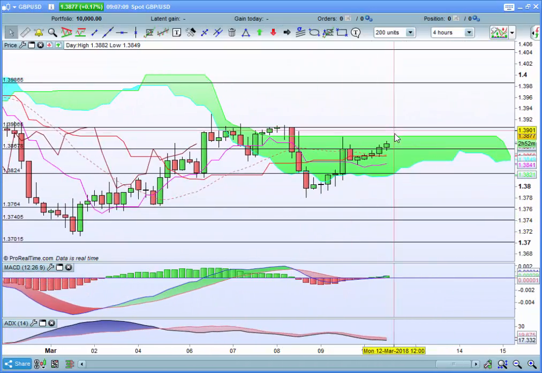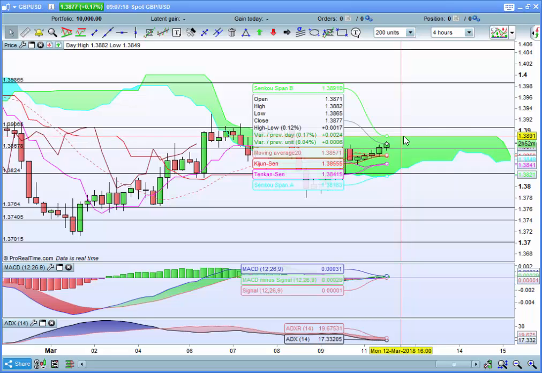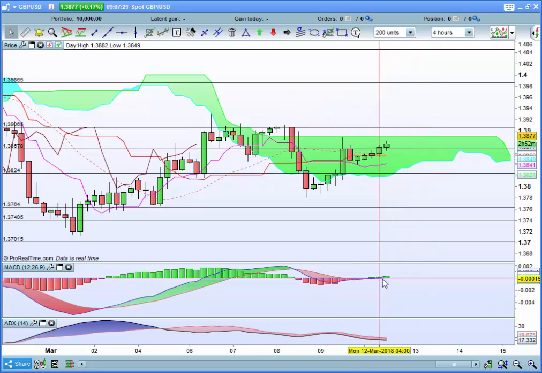On the 4-hour chart, we're struggling to get past the resistance here. You see the old highs, the old cloud chart resistance levels came into play. So watching very closely to see if sterling will be able to break past this 1.3891 resistance zone. We've had a MACD buy here, so slow grind higher.